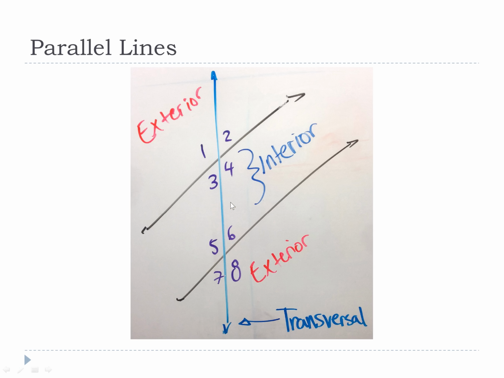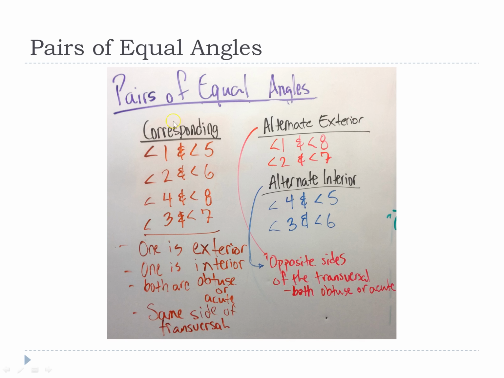And the same kind of thing can be said about angle 4 and angle 8. They are both obtuse. They are both on the right side of the transversal. 8 is exterior and 4 is interior. And the same can be said again about 2 and 6 and 3 and 7, except they are all acute. So in that sense, they are corresponding. That's the name of those angle pairs. One is exterior, one is interior. Both are obtuse or acute, and they're on the same side of the transversal.